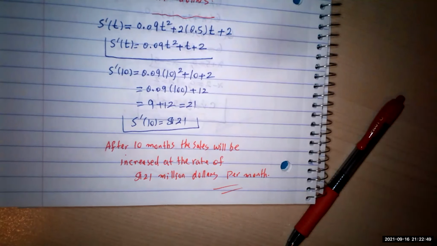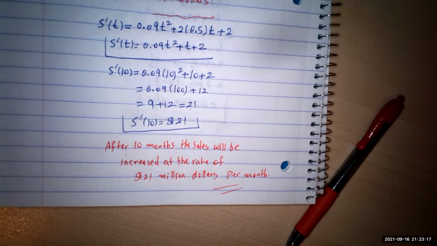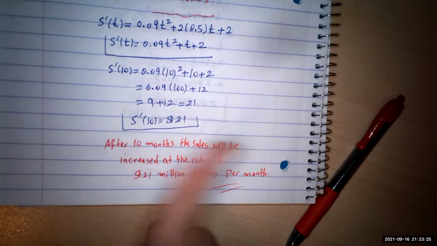For the present time, this means next month. You see, this is 10 months. After 10 months, this is the money that you are going to get each month. So when the next month is coming, your sales would be increased. How much more money are you going to make? $21 million. So the S of 10 that you find is just an exact number. But the derivative is the future from now on.